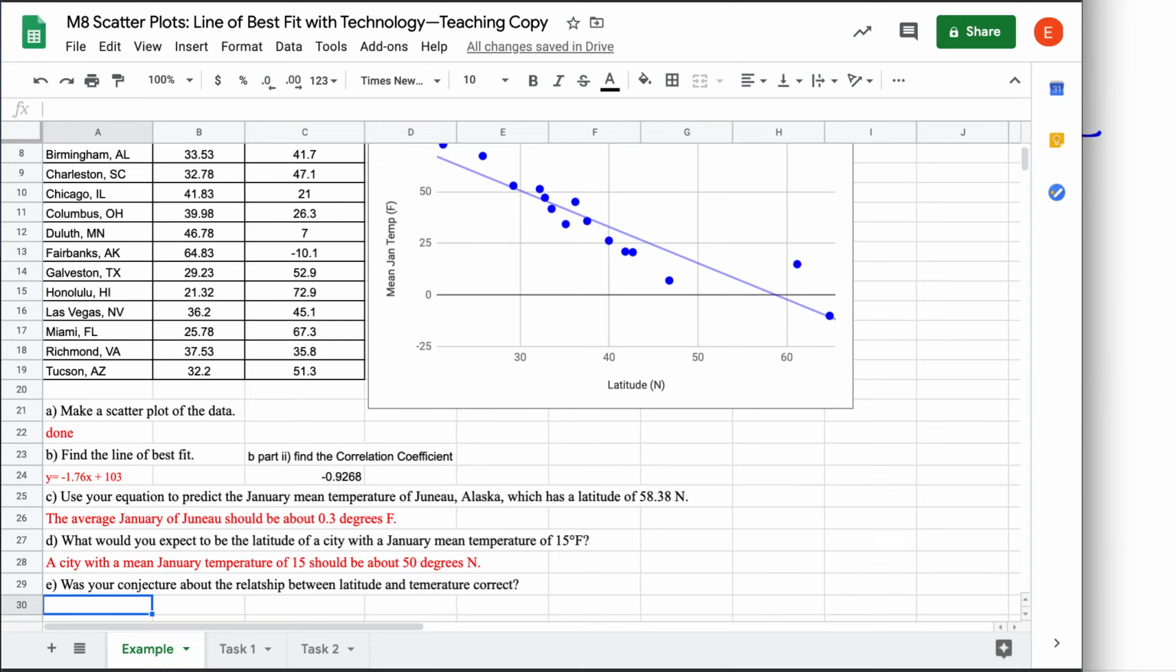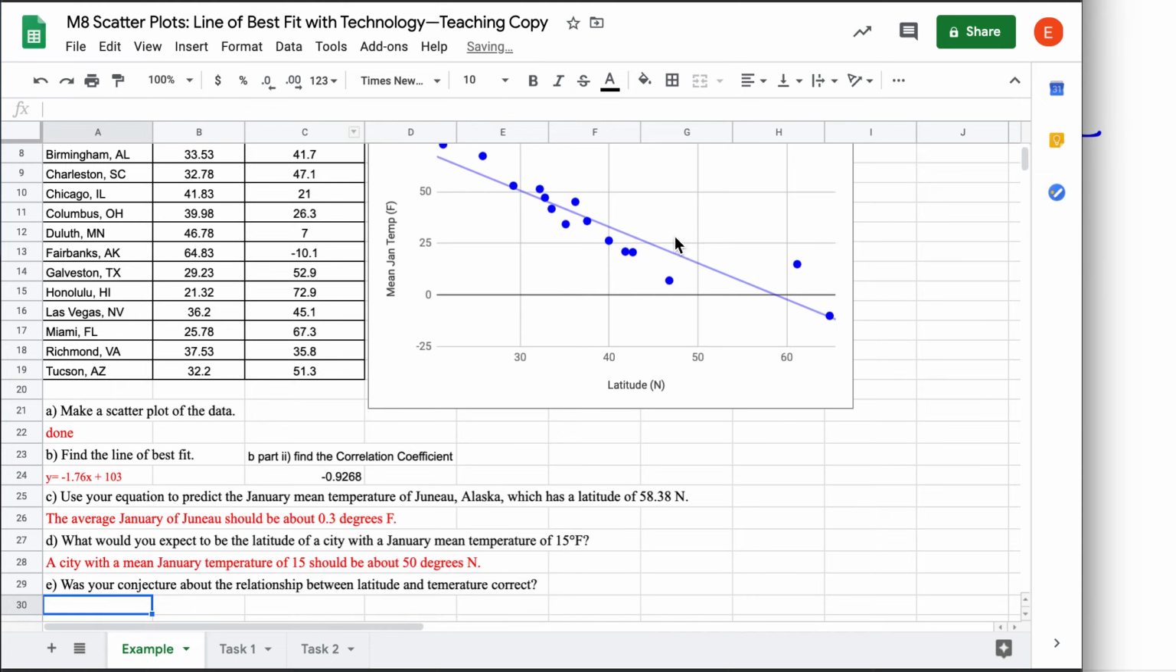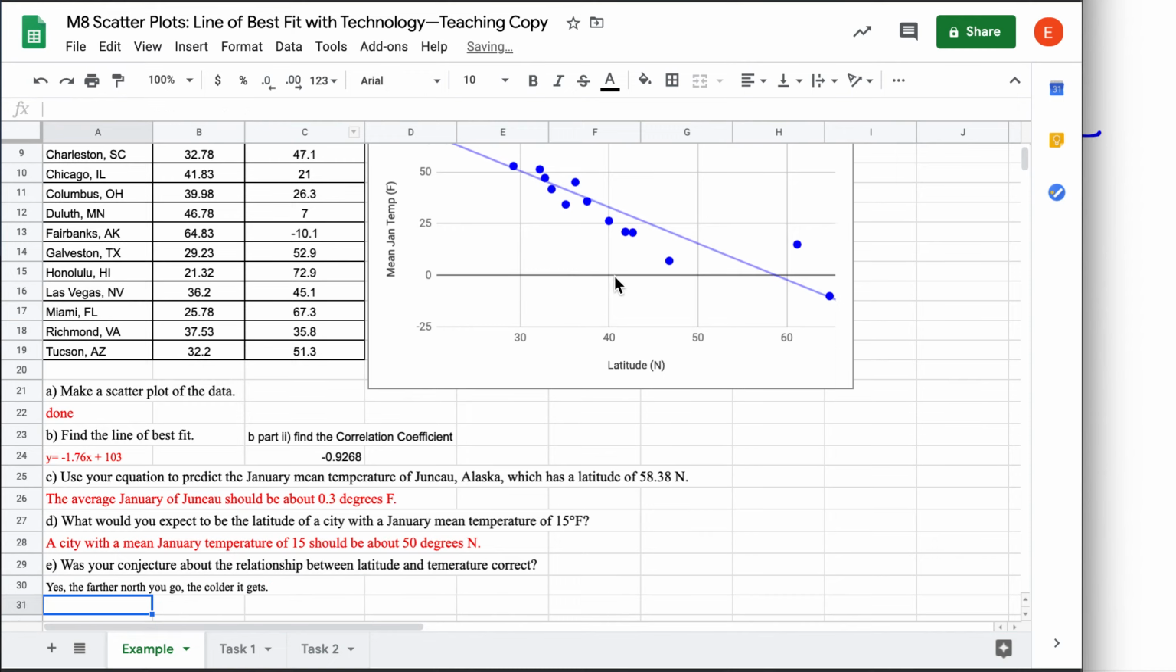Was your conjecture about the relationship between latitude and temperature correct? I have relationship spelled wrong here. Was it correct? Well, I thought that the further north you go, the colder the temperatures would get, and that's exactly what it was. So yes, the farther north you go, the colder it gets. And that's what the data shows here.